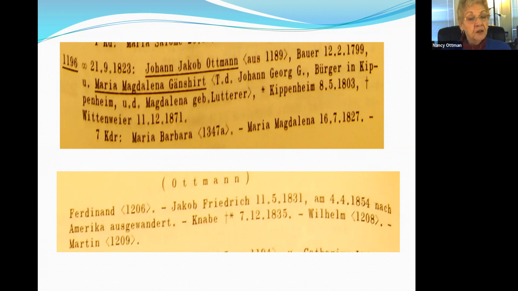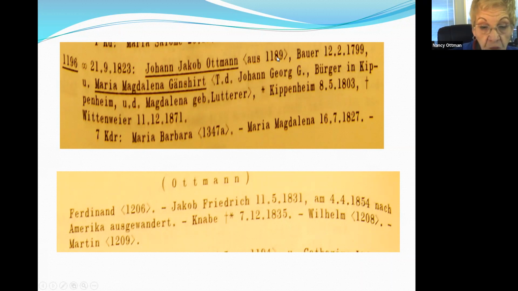If you go to St. Louis or to Harvard, be sure and take a lot of change with you so you can make copies of this. These books are not available for sale, but you can copy the pages, and you need to look at all of the different reference numbers. Like in this case, I would have gone back to 1189, which was Johann Jacob's parents' information.